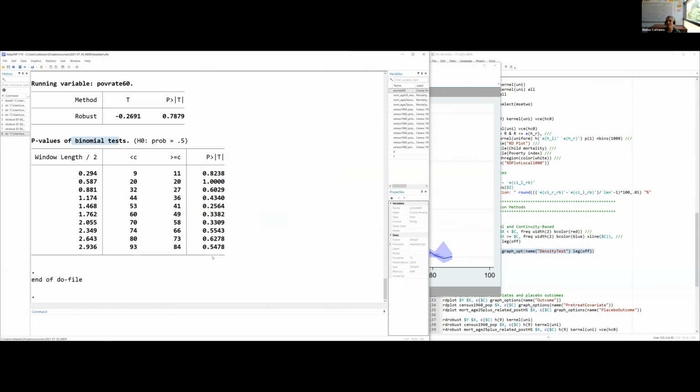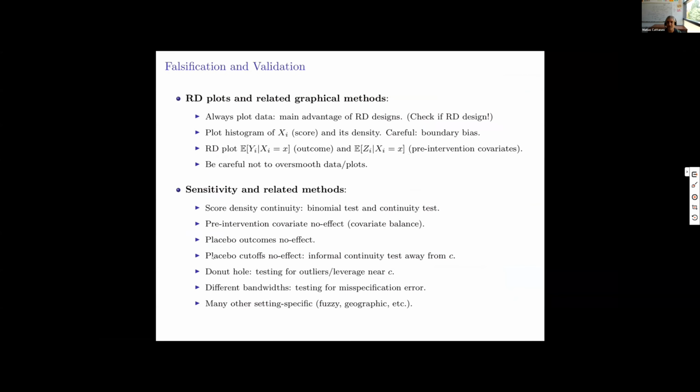Of course, this is neither necessary nor sufficient. They could be placing themselves on one side or the other, but they will do it in such a way that they're compensating the counts. And so this is just a very nice heuristic way of thinking about the problem. And then here's a list of many other ways of falsifying and investigating the validity of the design. I won't be able to touch on all of them.